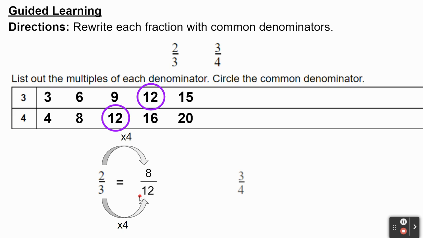Let's do the same for 3/4. We'll have our equal sign, and we know that our denominator is going to be 12 since that's the multiple that was in both lists. That's our common denominator. So let's think, what can we multiply by 4 to get to 12? Well, 4 times 3 equals 12. So we'll be multiplying both our numerator and our denominator by 3. Since we multiplied by 3 on the bottom, we're going to multiply by 3 on the top. 3 times 3 is 9. So that means that 3/4 is equivalent to 9/12.